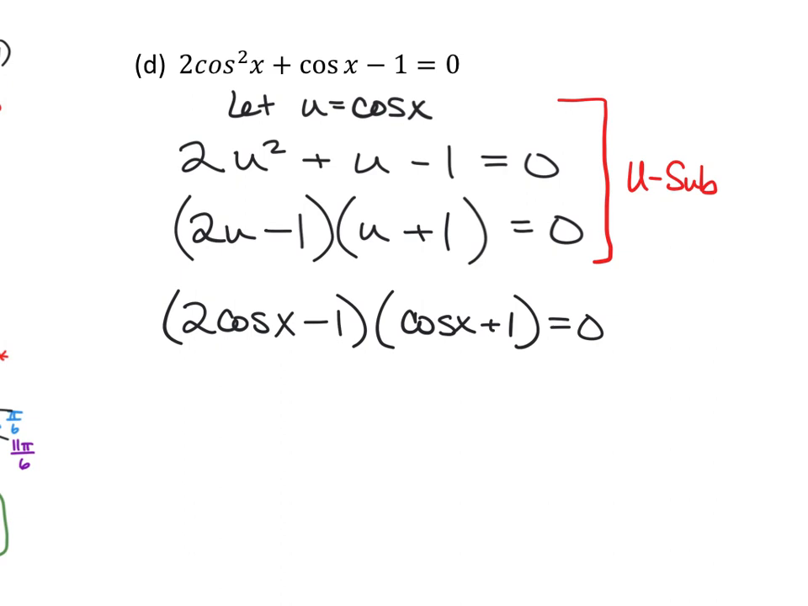Can you use another letter? Technically, yeah, but you will see u substitution. That's what you use. Don't use that one because it's a function. It would be weird. Okay. At this point, though, we have it factored, which means we can separate it into 2 itty-bitty problems. 2 cosine of x minus 1 equal to 0, and cosine of x plus 1 equal to 0.